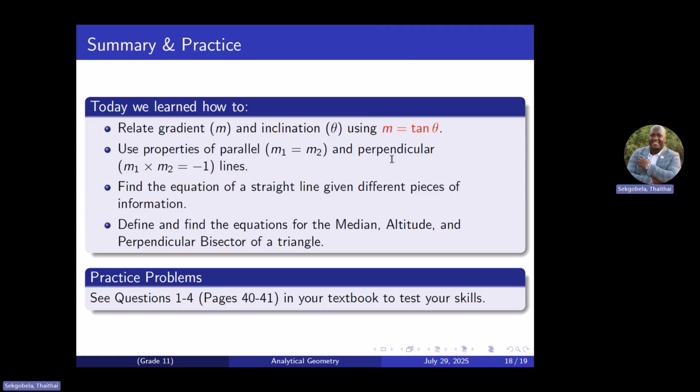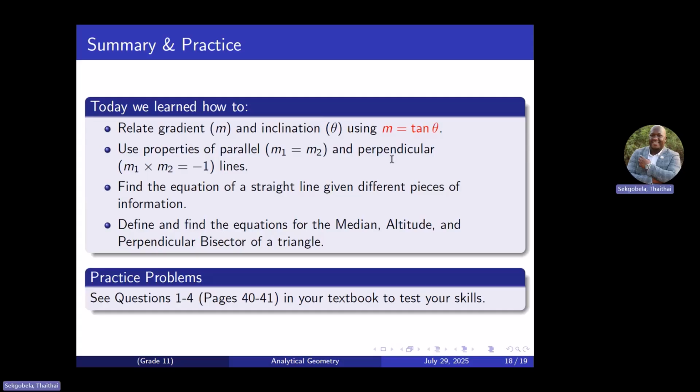Today we learned how to relate the gradient. This is what we have summarized by doing all of this. We have learned how to relate the gradient and the inclination theta using m equals tan theta. Use properties of parallel and perpendicular lines. Find the equation of a straight line given any information that is given there. Define and find the equations of the median, the altitude, and the perpendicular bisector of a triangle.